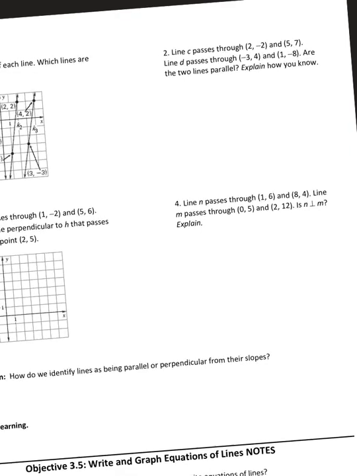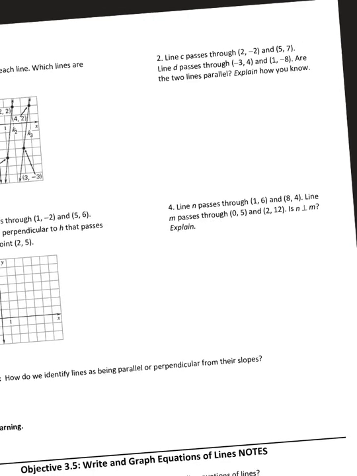It says line C passes through (2, -2) and (5, 7). Line D passes through (-3, 4) and (1, -8). Are the two lines parallel? Explain how you know. So we're going to find the slope of line C. C passes through these 2 points, so we want to find our change in y, 7 minus -2, over our change in x, which is 5 minus 2. And when we simplify that, we get 9 over 3, which is 3.